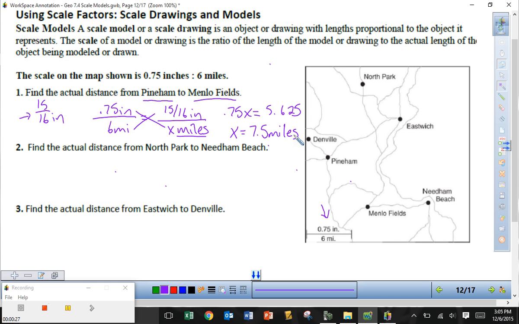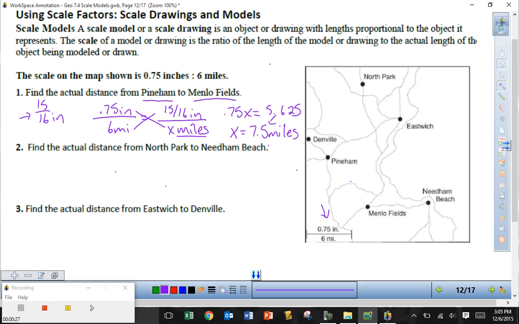Now what we can do at this point is ask ourselves if that makes sense, okay? We were told that 0.75 inches was 6 miles. So if we had 15/16, notice that's bigger than 0.75 inches. It's almost a whole inch. So that means that our total number of miles between Pineham and Menlo Field would have to be larger than 6 miles. And in this case, it is 7.5 miles, so it does make sense.